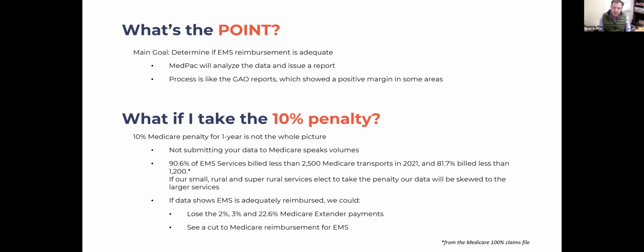We simply want to make sure that Medicare is covering the costs of the average EMS provider. There's one other piece of this, and that is, frankly, it really undercuts the argument that we need help if the provider community is not willing to submit their data, right? So it looks somewhat ungrateful. So we're trying to avoid that as well.